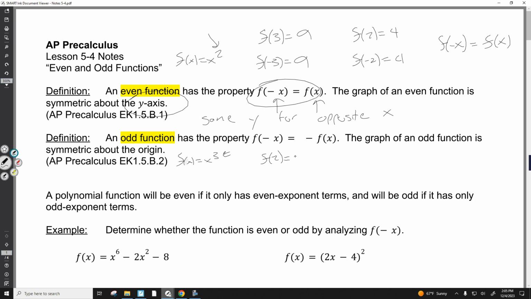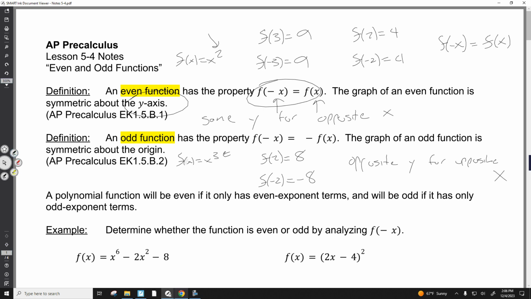You plug in 2 into the cube function, you get 8. You take the opposite x, you get the opposite y, -8. You can do it with any other point. Okay? You get opposite y for opposite x. Means that things are reflected both over the y-axis and the x-axis. Or we could say it's symmetrical about the origin.